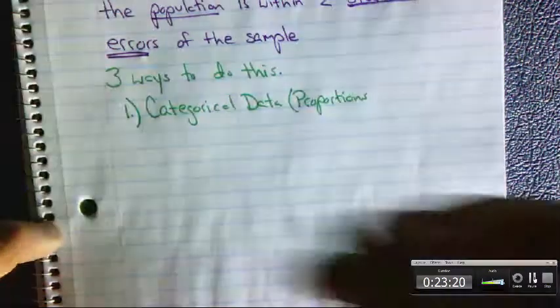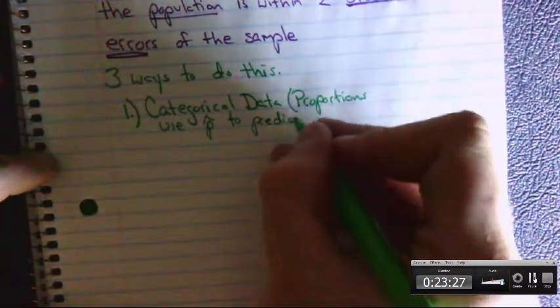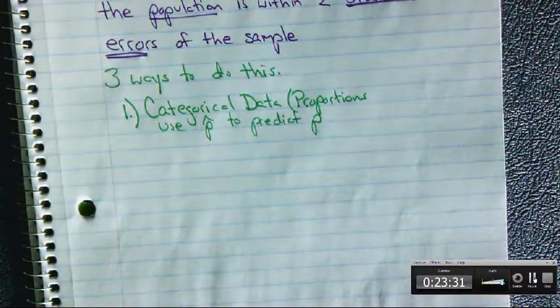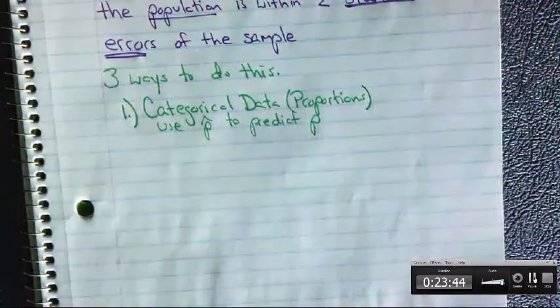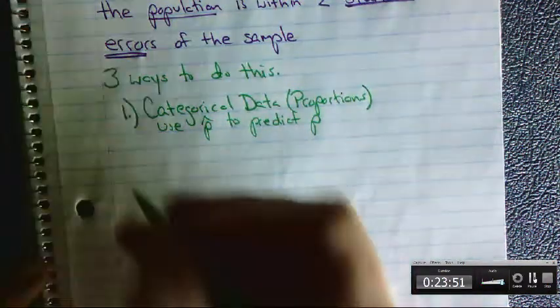In terms of categorical data, we're going to use p hat, which is our sample, to predict p. Categorical data deals with proportions, and we're going to use the proportion of our sample to make a prediction about the proportion of the entire population.